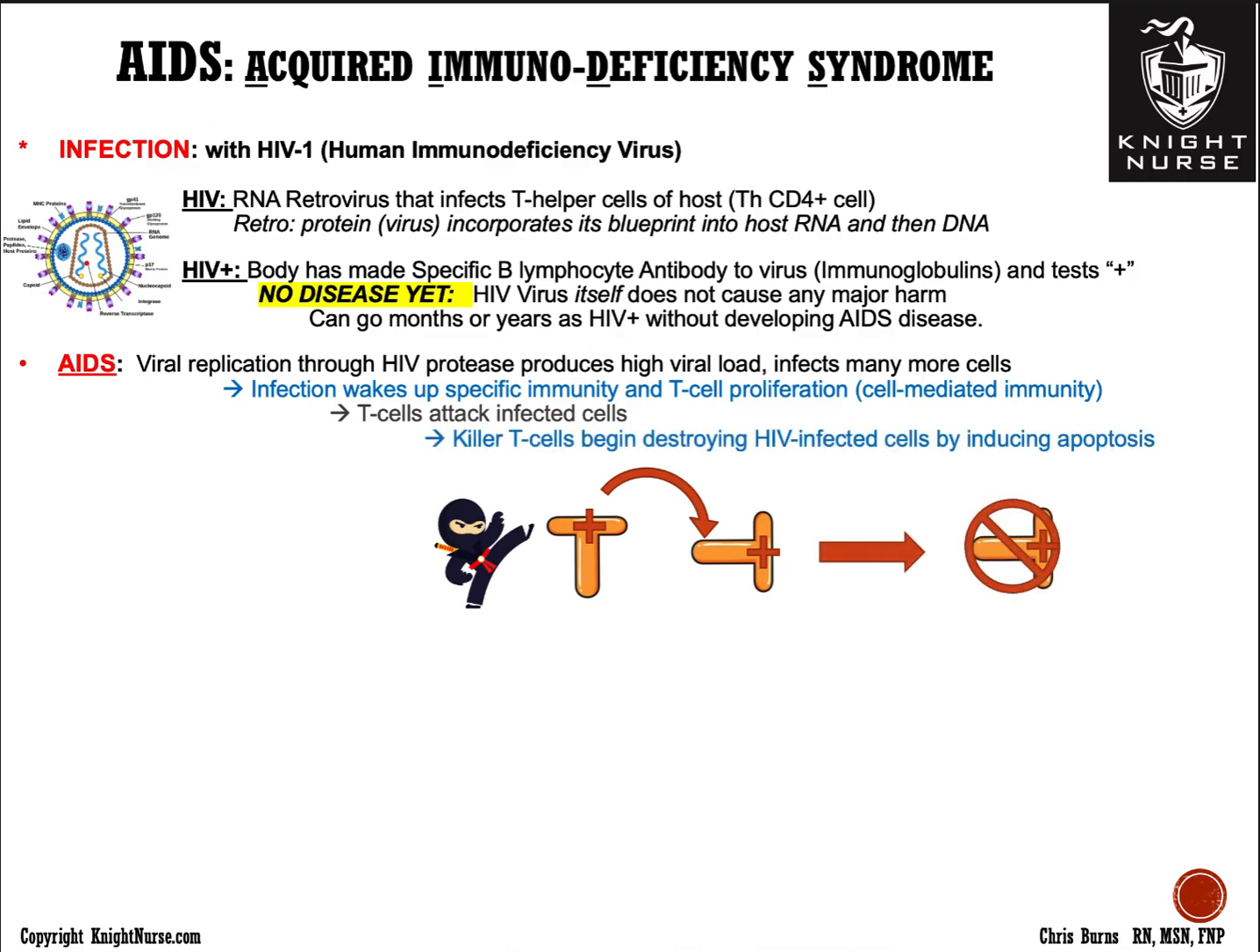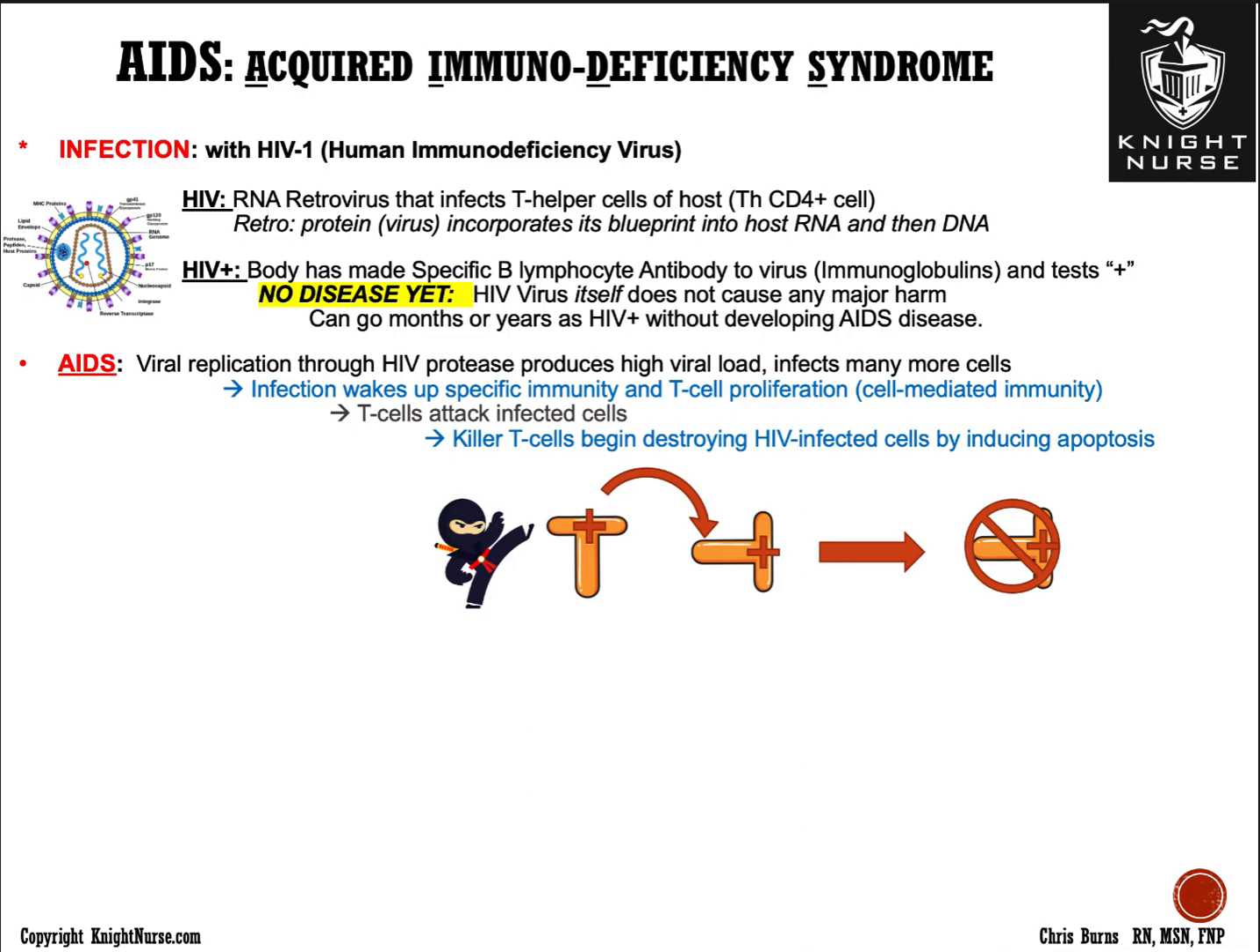Fall down, go boom. It's dead. Killer T cells begin destroying the HIV-infected cells by inducing apoptosis. That is exactly what you would think of if you have a cold or anything else, that T cells would come in and they'd destroy an infected cell. So it's no big deal.